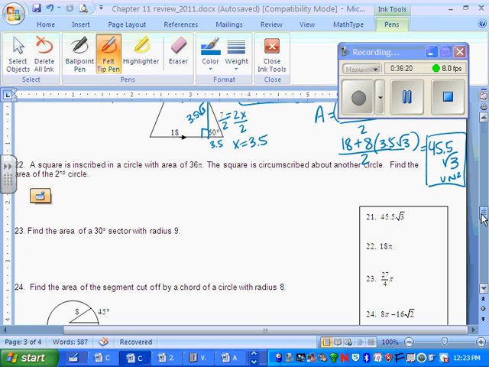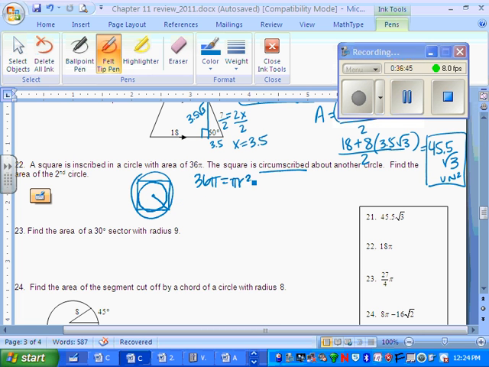Number 22, a square is inscribed in a circle with the area of 36. So we have a circle, we have a square inscribed, and we know the square is circumscribed about another circle. So there's another circle inside that one there. Find the area of the second circle. So we know that the big circle is right here, area is 36. I can get that radius easily.